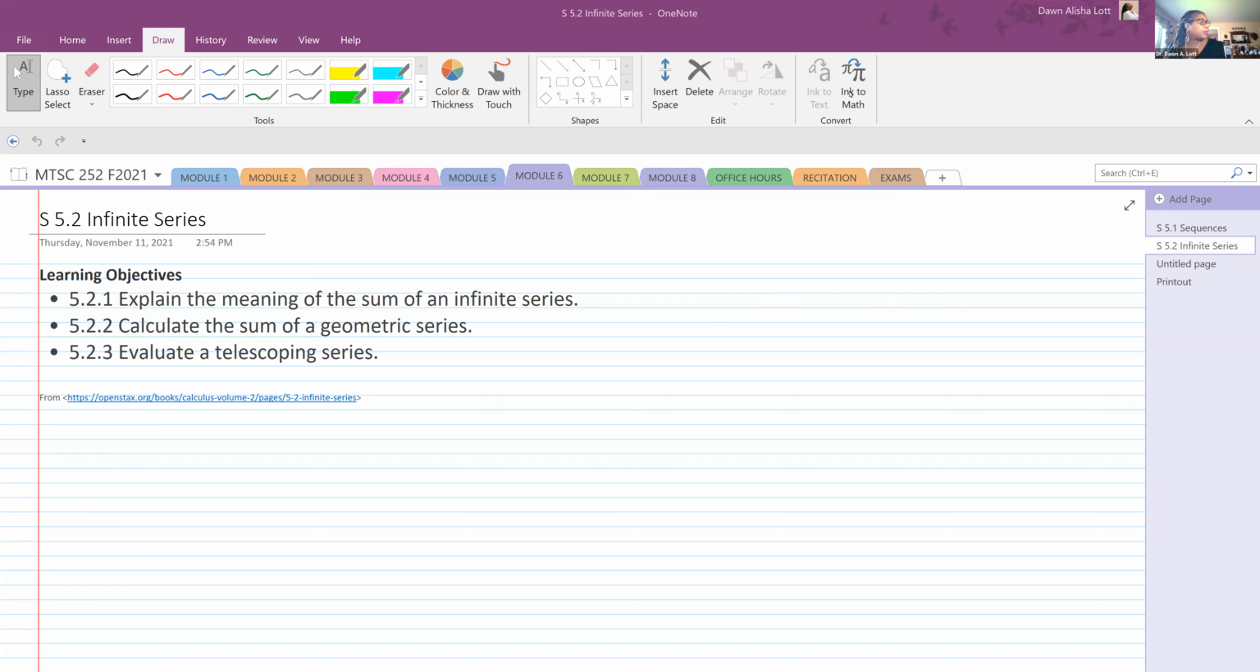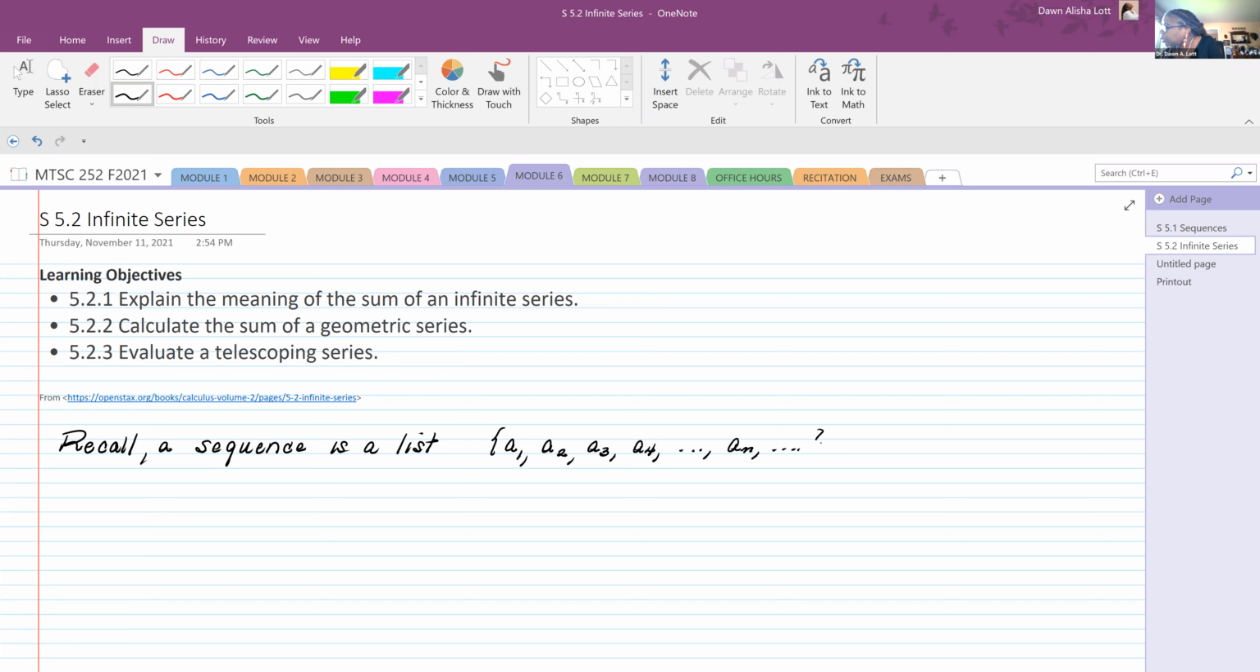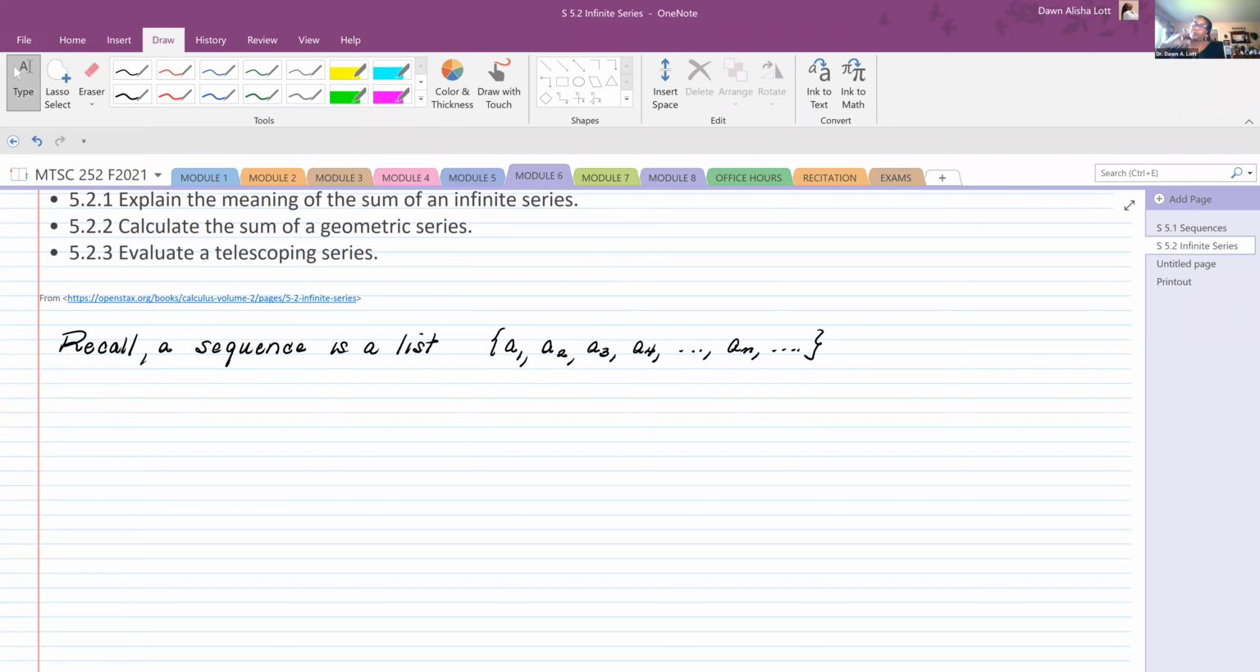Okay, so if you recall, a sequence is a list. All right, so that looks like A1, A2. Lists are separated by commas. And you can determine whether or not a sequence has a limit. That's what we have done. Now we want to talk about a series.